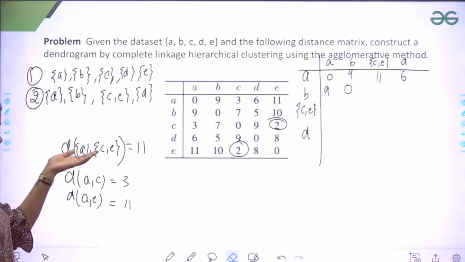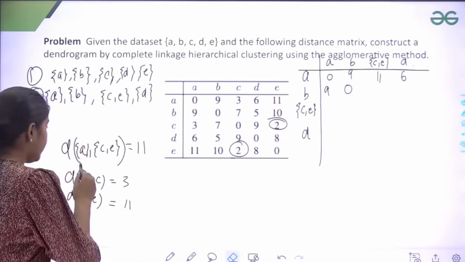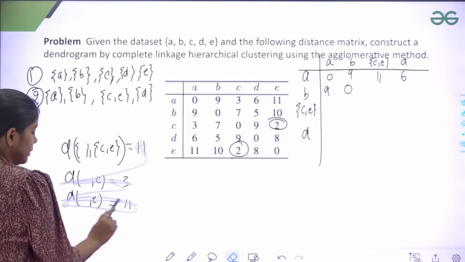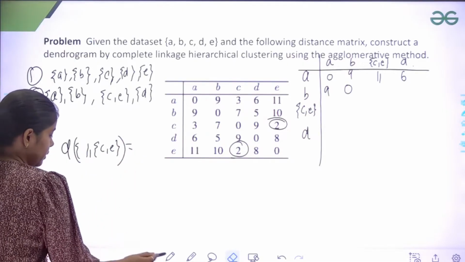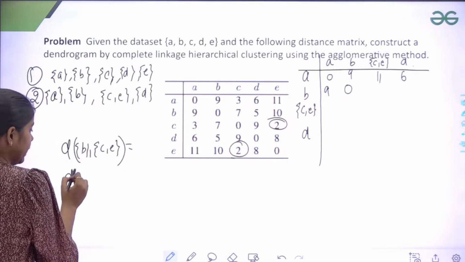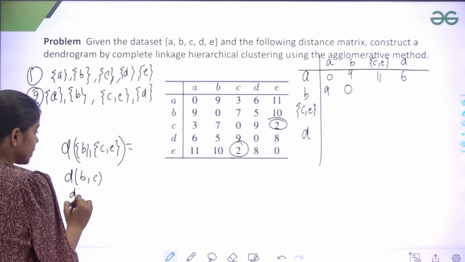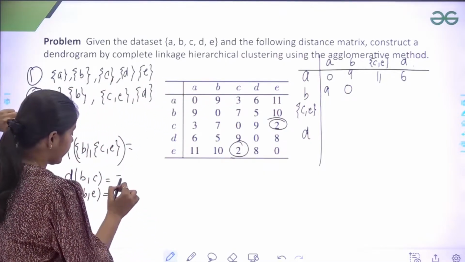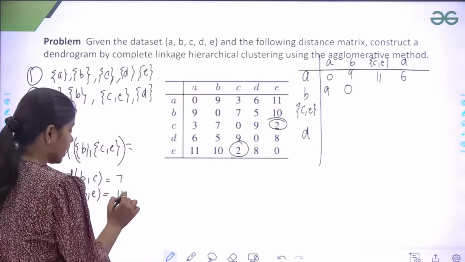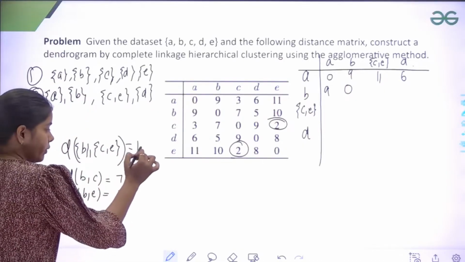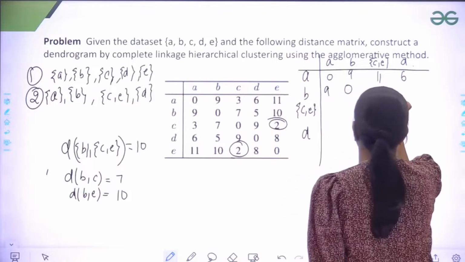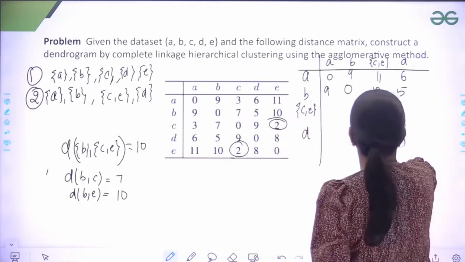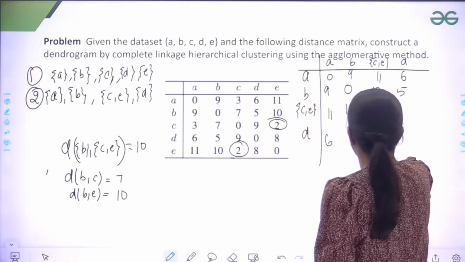Guys, does anyone have any question about the distance of A and C? If not, I have to find the distance of B with C comma E. For that I'll find the distance of B with C and the distance of B with E. Distance of B with C is 7 and distance of B with E is 10. Whichever is maximum goes to this distance, so it is 10. And the distance of B with D is 5. The distance of C with A, I already found: 11, 6, 10, 5.